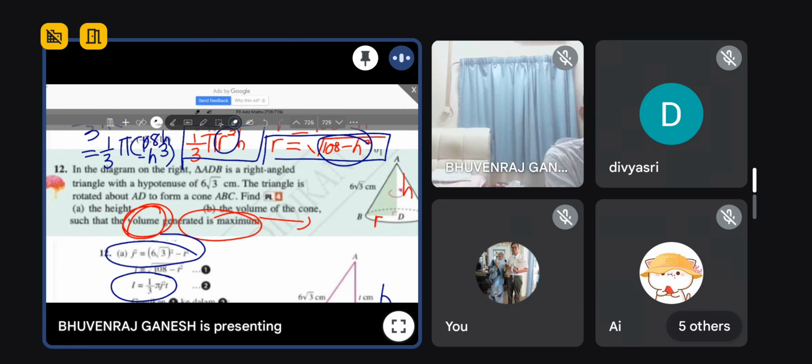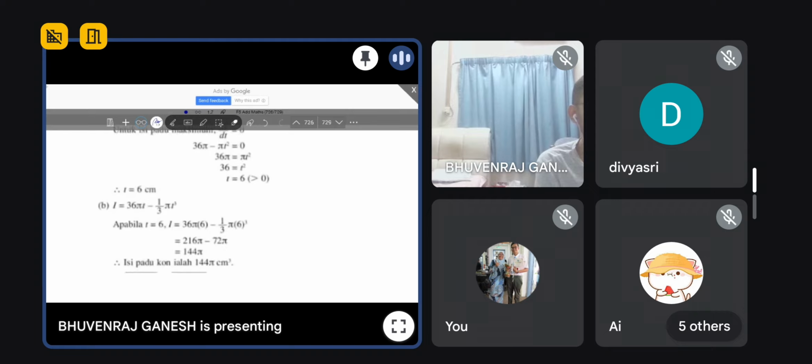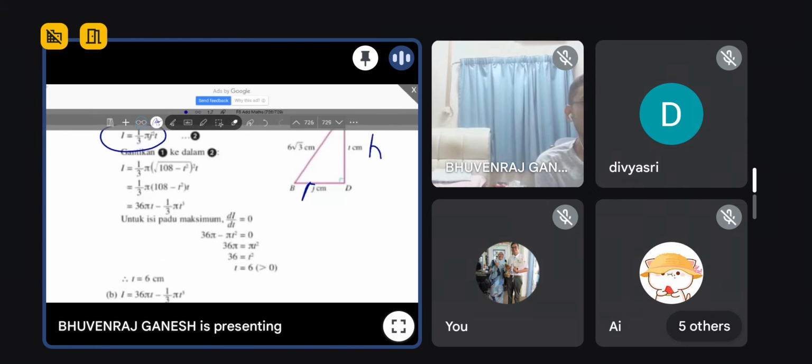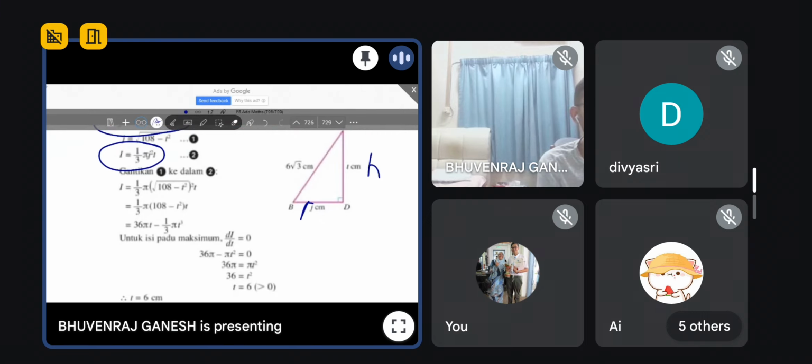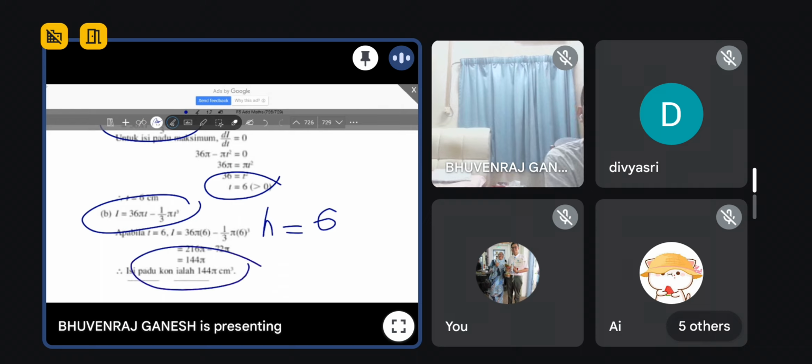Okay. So for part B, we want to find the volume of the cone, isi padu cone. So this one should be no problem. You already have your equation. So your equation is this one, the volume equation. Where does this equation come from? It actually comes from here after you simplify just now. So you just need to substitute t equals 6 inside this whole equation. In English, it's h equals 6, height, because the height is 6 cm now. So then you will get your answer, 144 pi cm cubed.